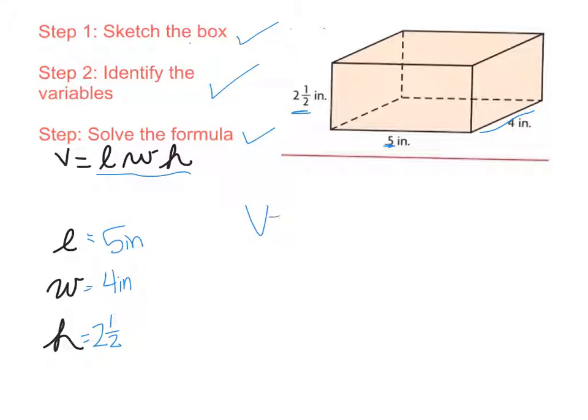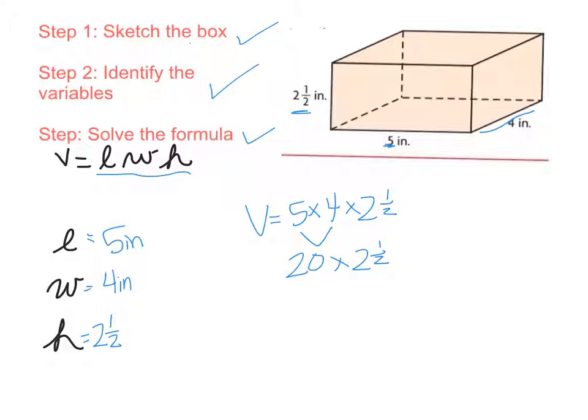I'm looking for the volume. I have my length, which is 5. Now remember, if there's no symbols here, we are going to multiply: 5 times 4 times 2.5. Now I'm going to take 5 times 4 first and multiply that, because that gives me 20. Then I'm going to multiply that by 2.5.